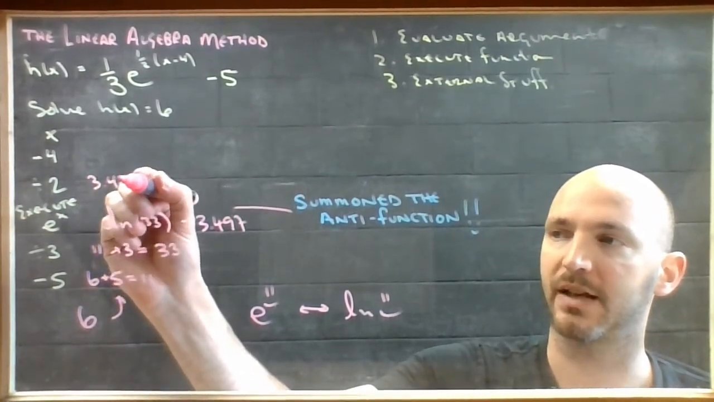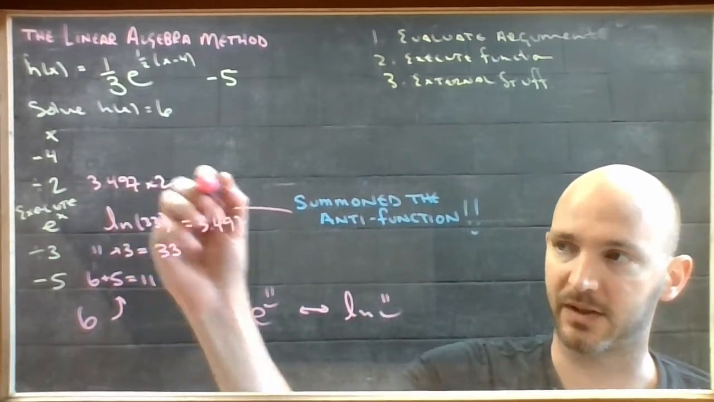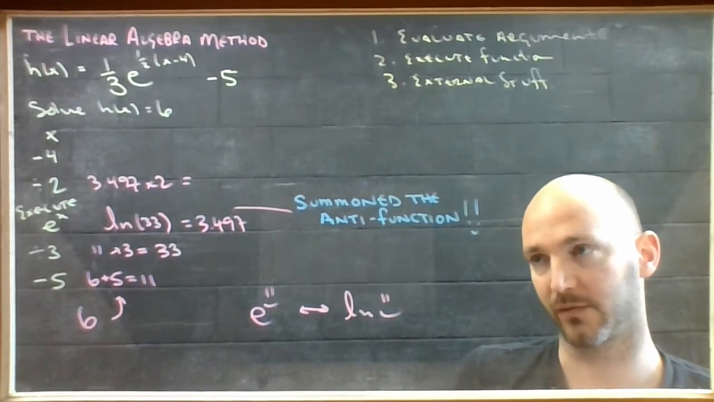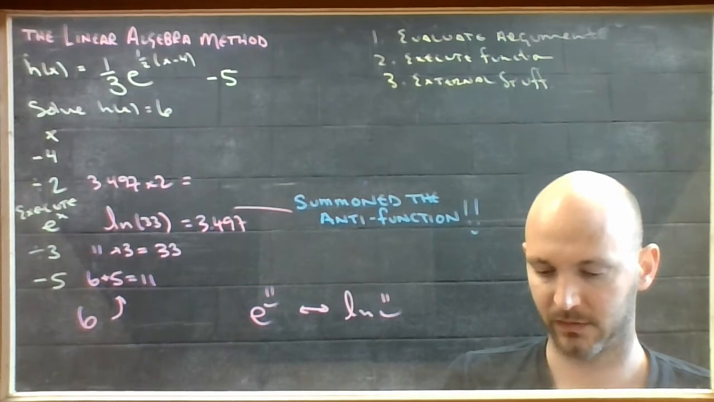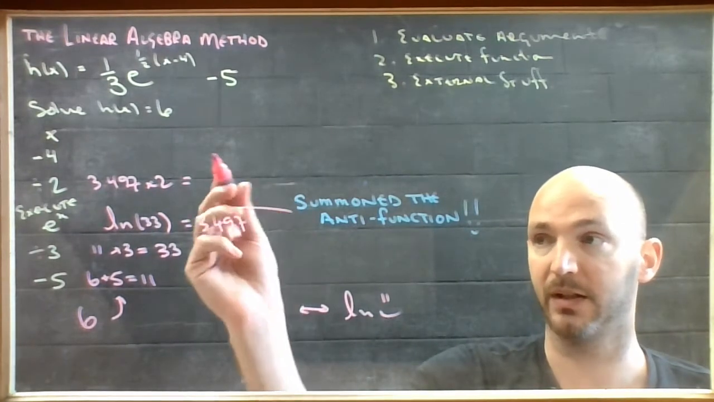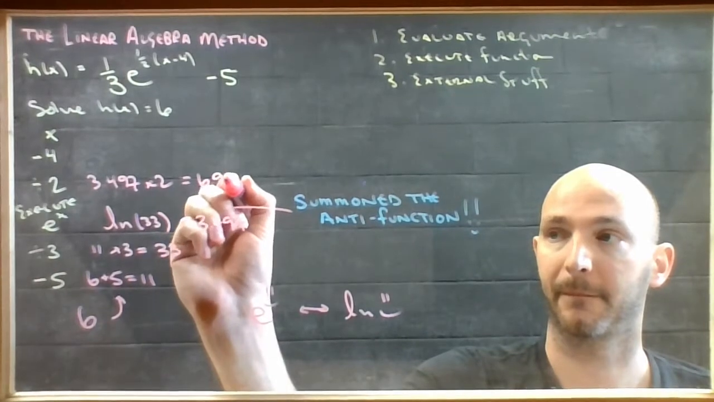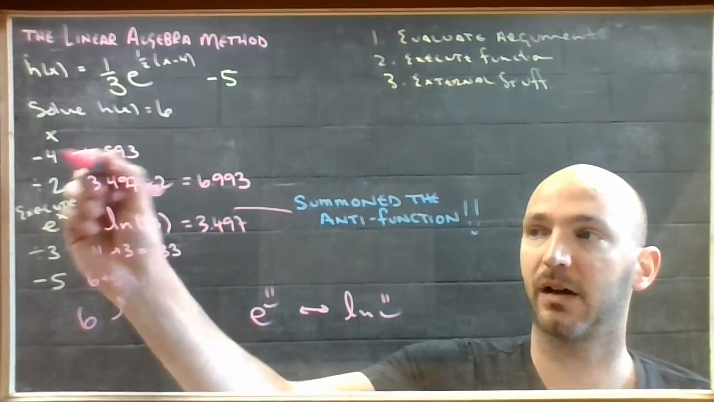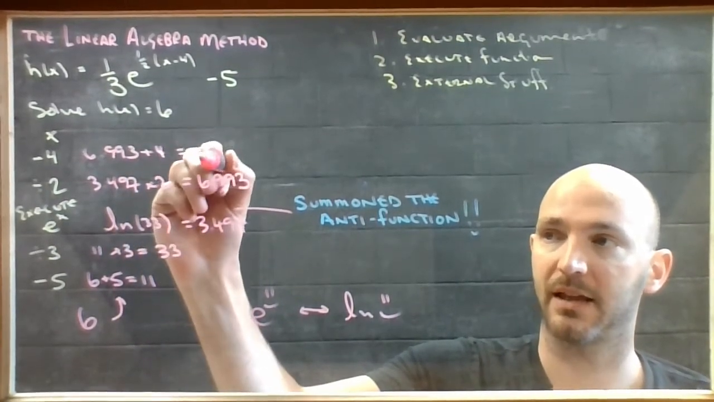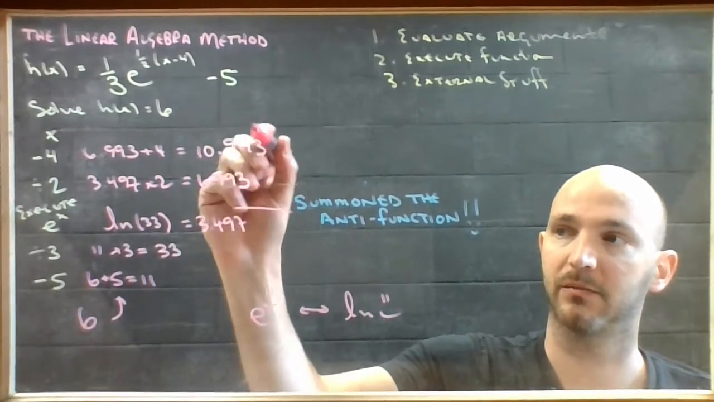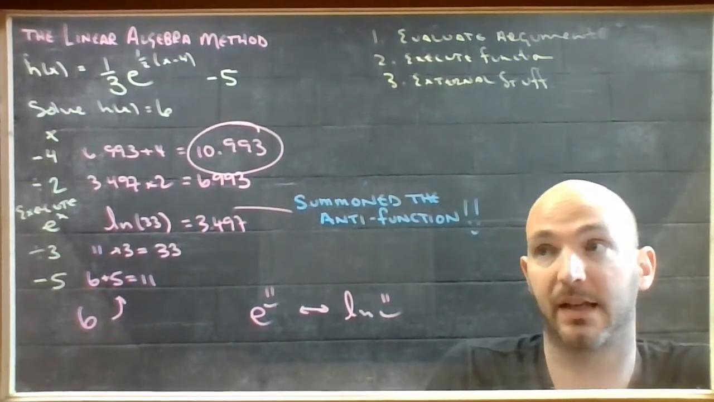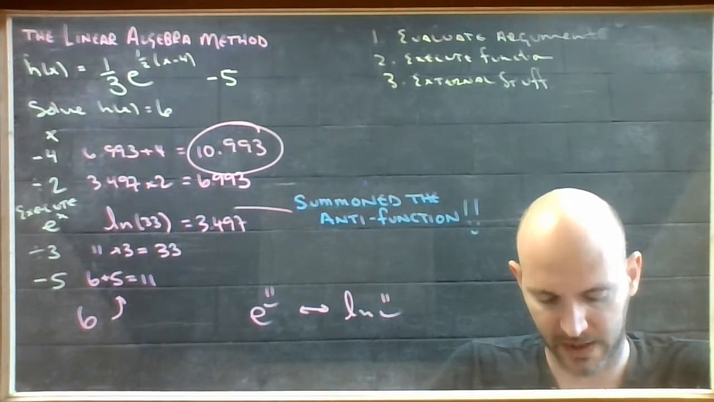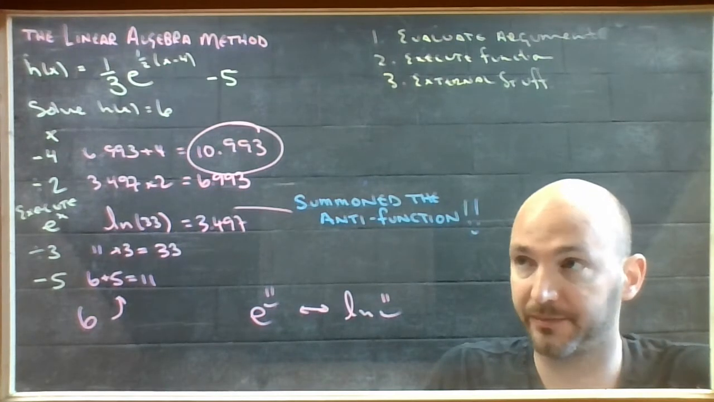Take 3.497 and undo this step, so that means I have to double it. Gives me 6.994. And then my 6.993, undo this step, gives me 10.993. So allegedly, if I feed 10.993 into this function, I will get 6 as my answer. So you can't make a bold claim like that without actually going to check it.